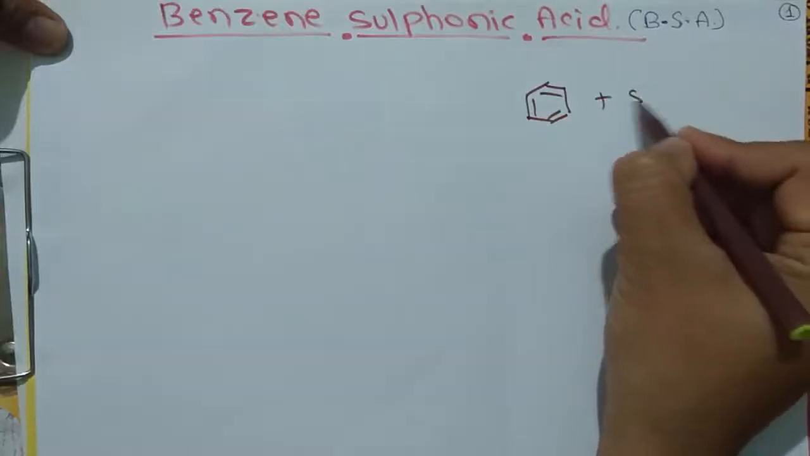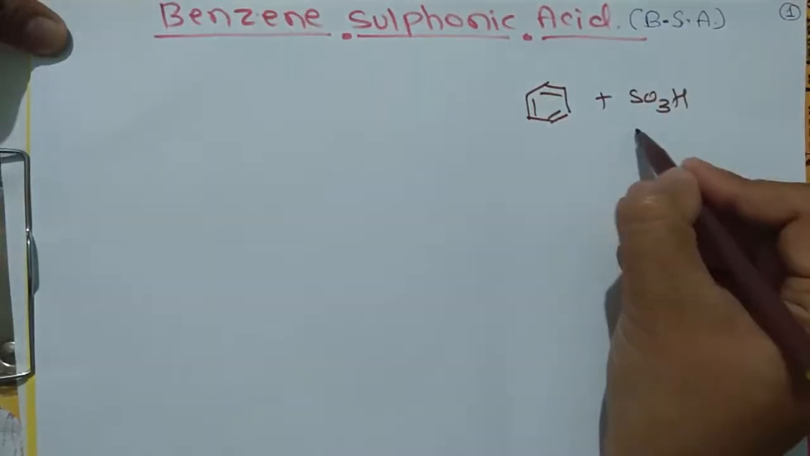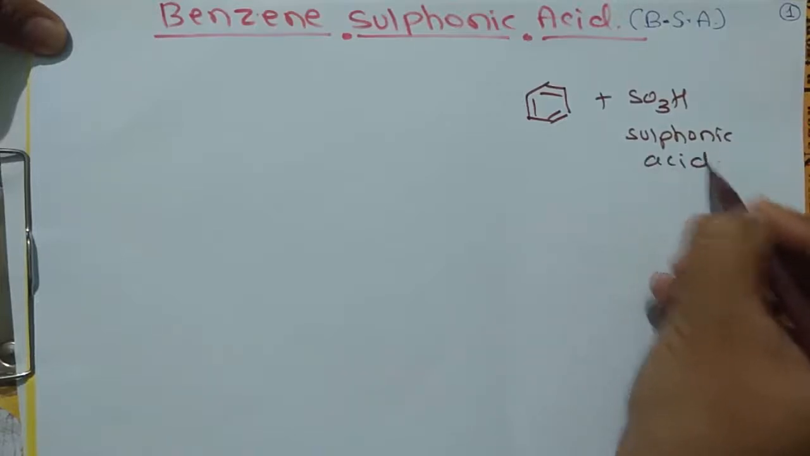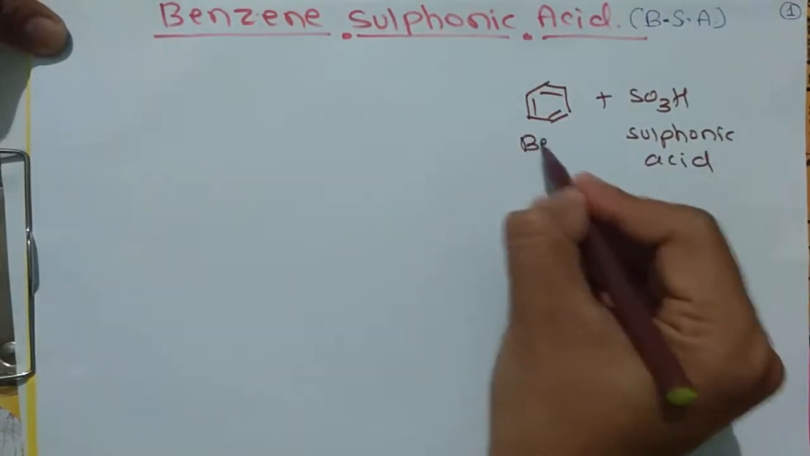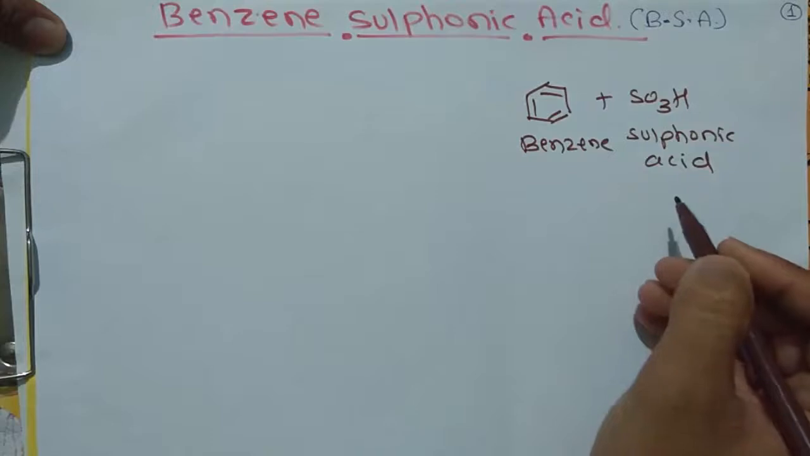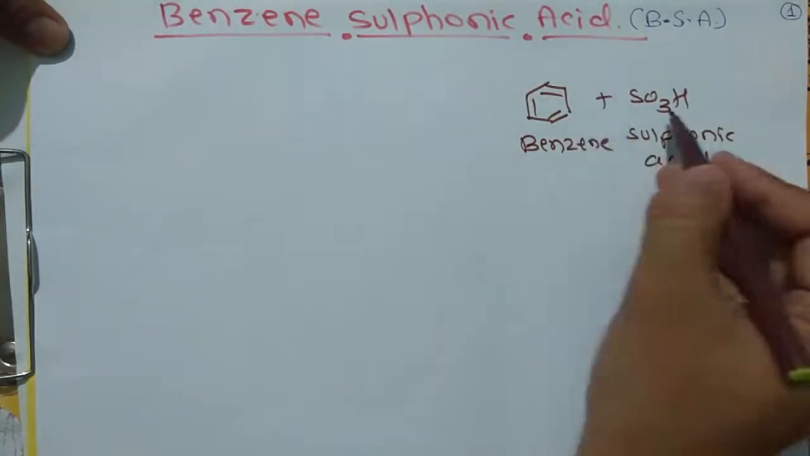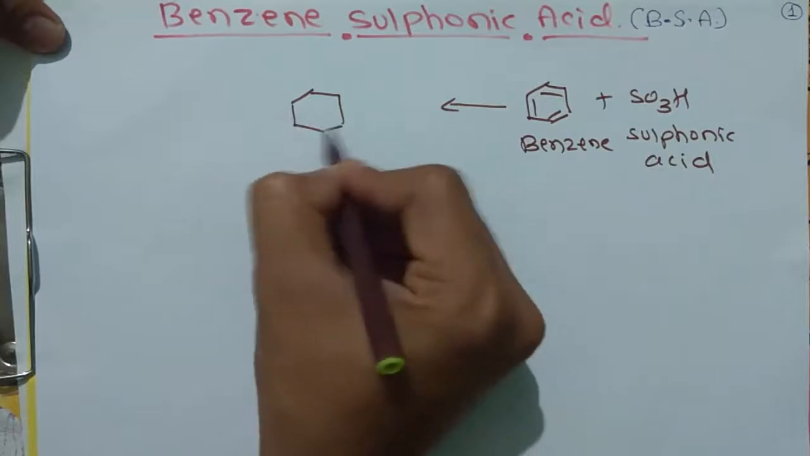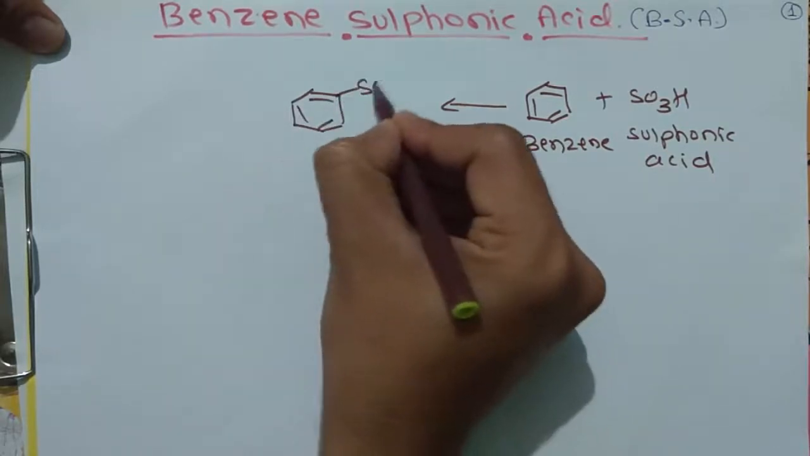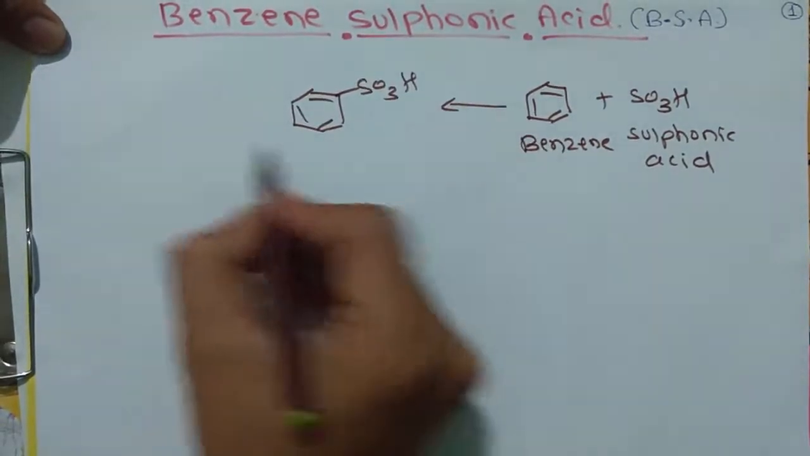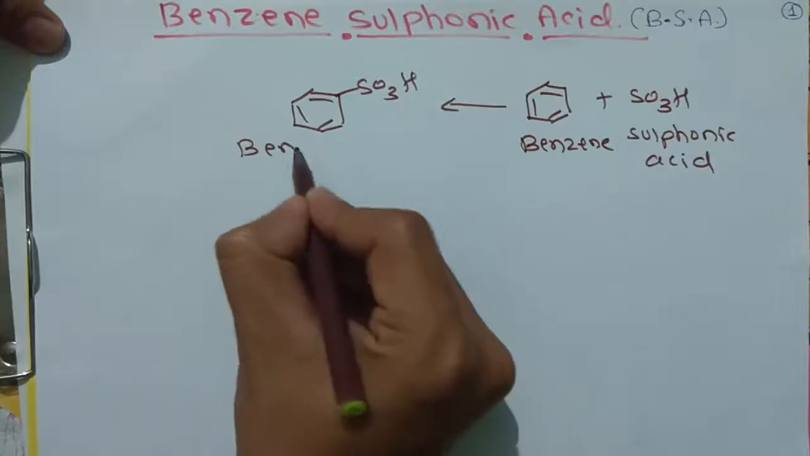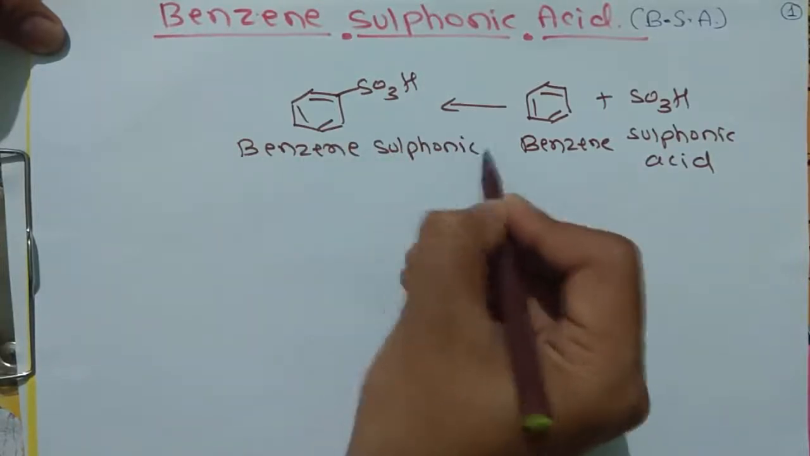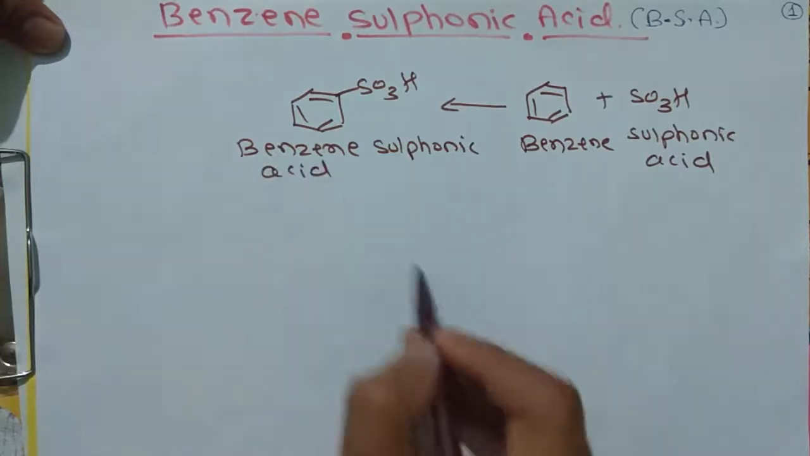This is the SO3H, the sulfonic acid group. It is the benzene. Benzene and sulfonic acid both can form benzene sulfonic acid. Here it is the SO3H. It is called benzene sulfonic acid.